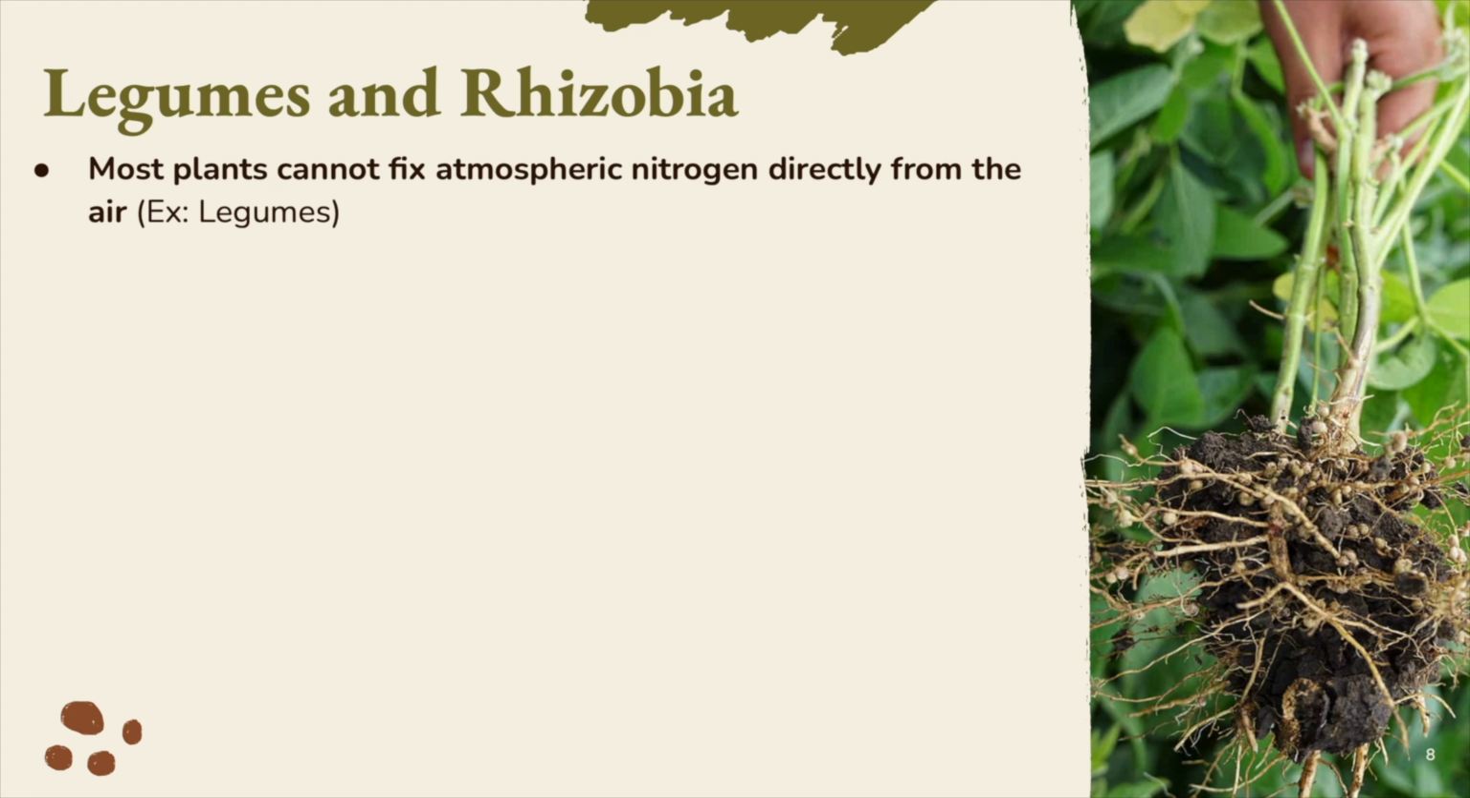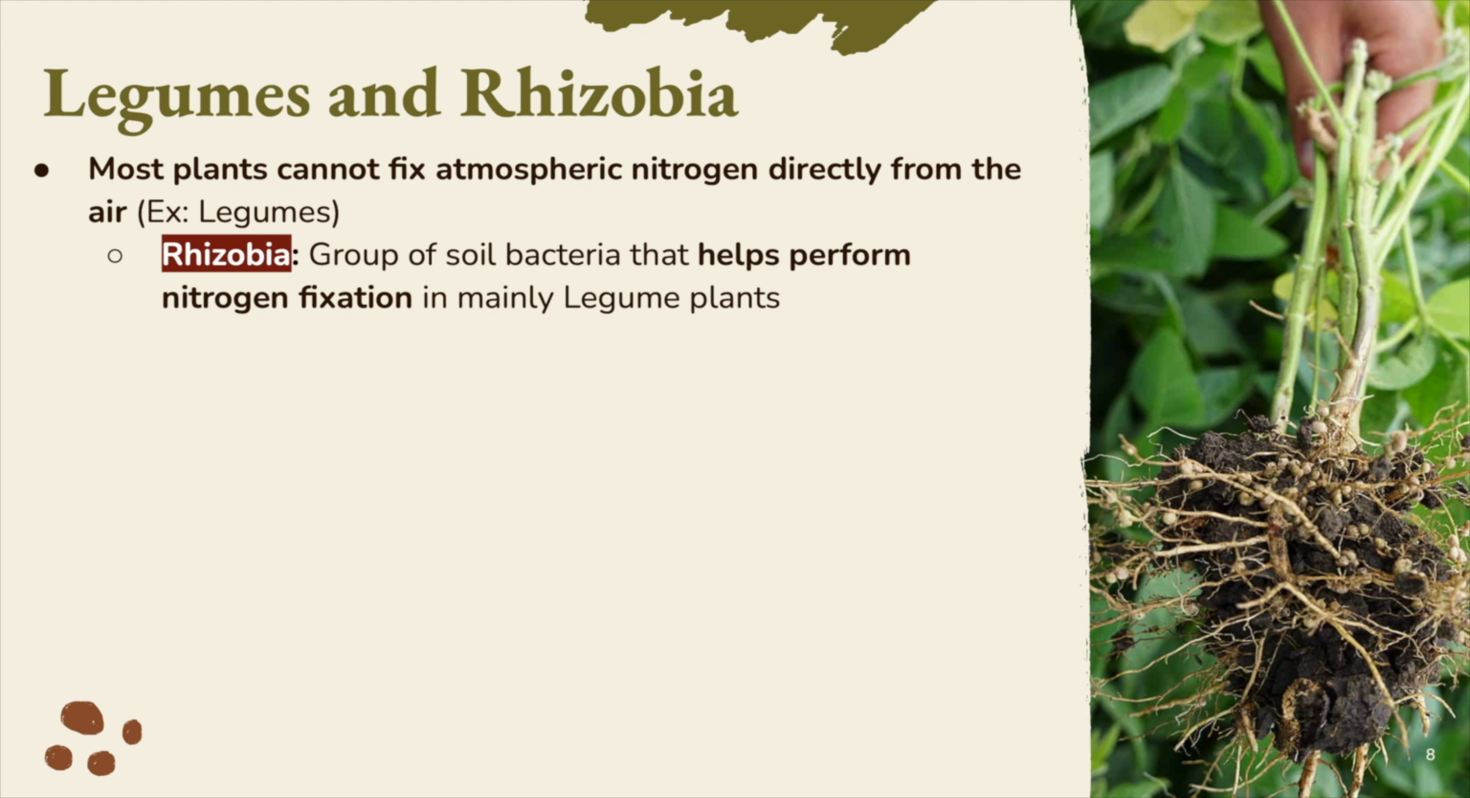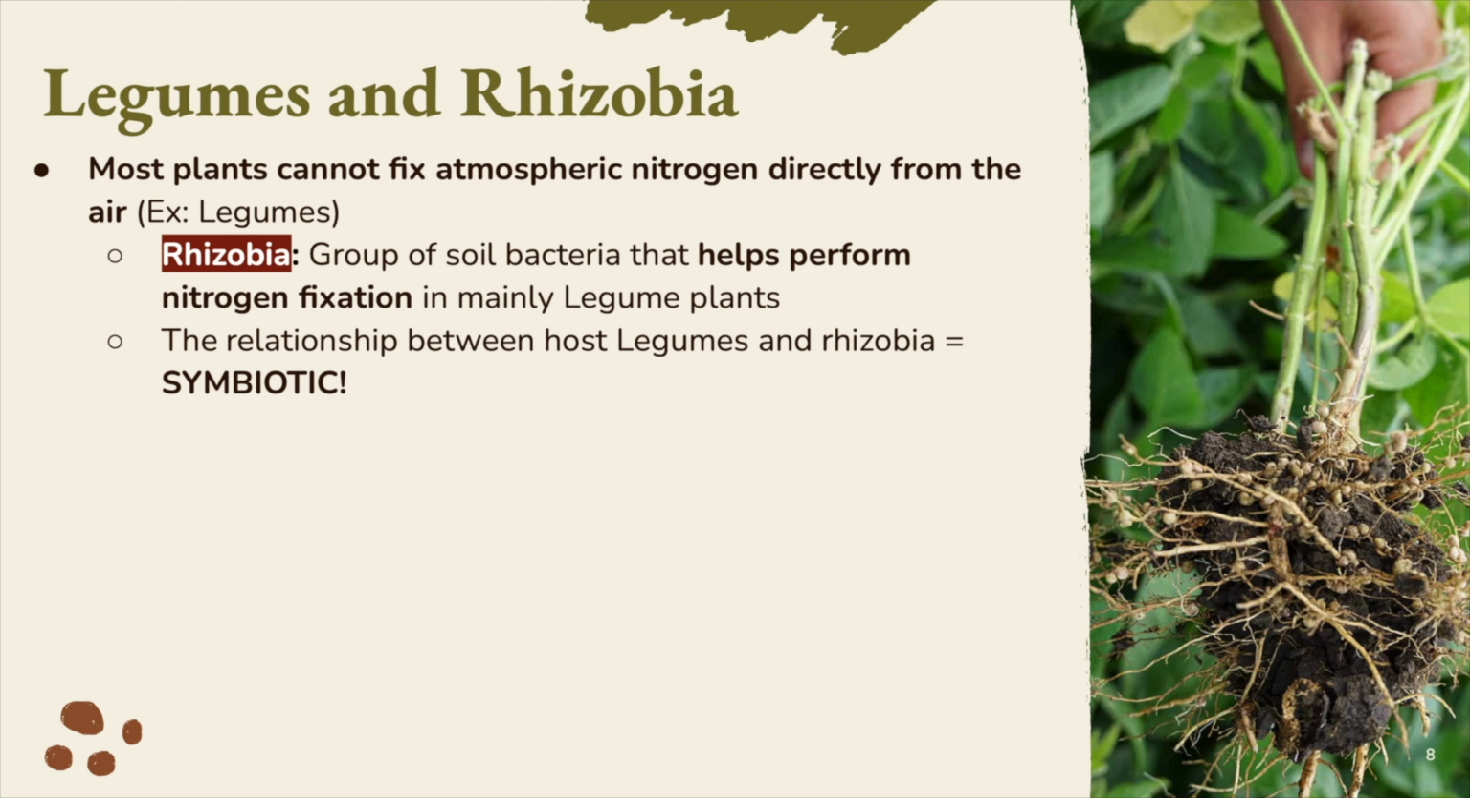In some plants, like legumes, they are unable to perform nitrogen fixation and must rely on rhizobia to do it for them. Rhizobia is a group of soil bacteria that enters the cells of a host plant and helps to fix nitrogen. The relationship between rhizobia and host legumes is symbiotic, as the plants receive ammonia from the rhizobia and the rhizobia receive carbohydrates.